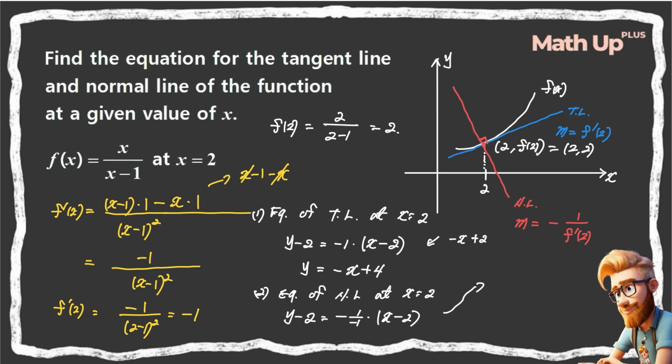So if we simplify this, y minus 2 is equal to 1 times x minus 2, that's x minus 2. So y is equal to just x.